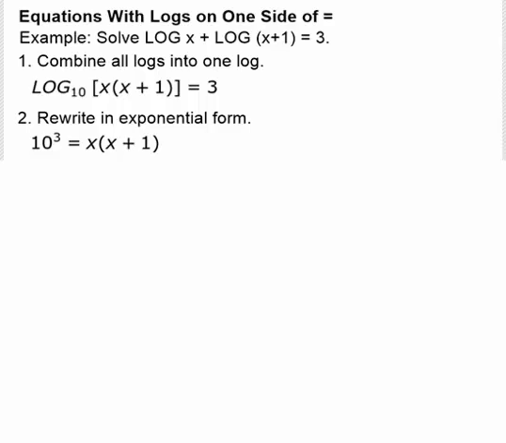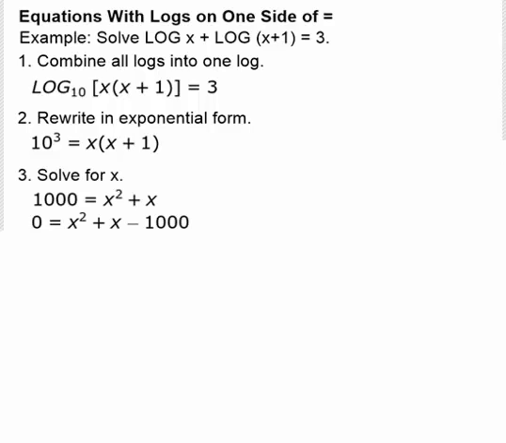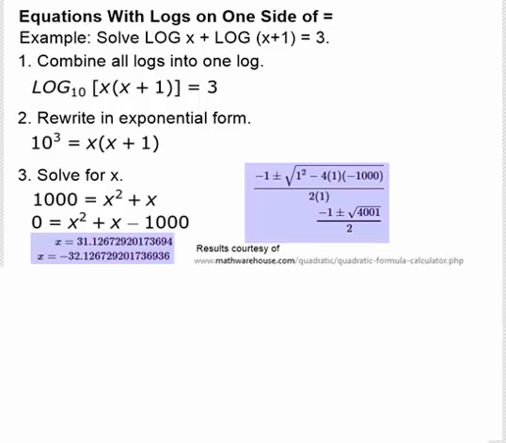Well, that simplifies to 1,000 equals x squared plus x. And then we can move all terms to one side and get an equation 0 equal x squared plus x minus 1,000. Now we solve this with the quadratic formula. And I plug the coefficients a equal 1, b equal 1, c equal negative 1,000 into the quadratic formula, and I get the solution as shown here in purple of negative 1 plus or minus the square root of 4,001 all over 2, and I use that nice tool at Math Warehouse.